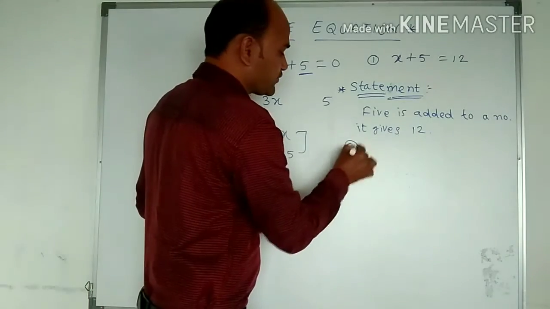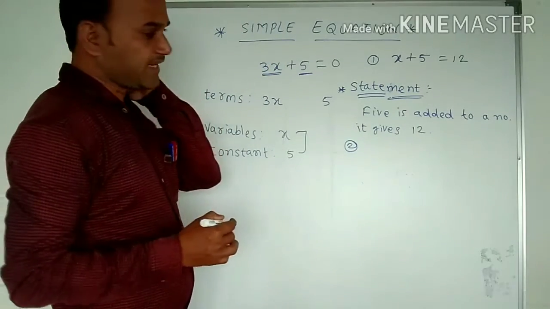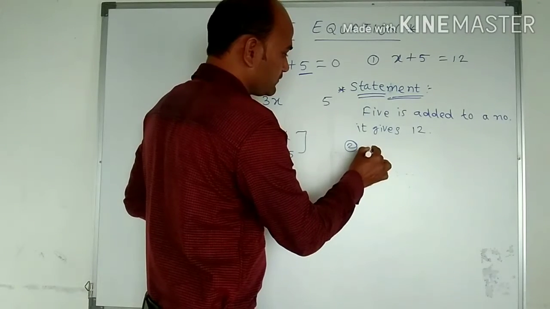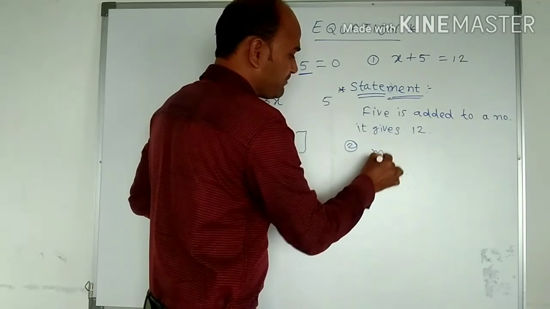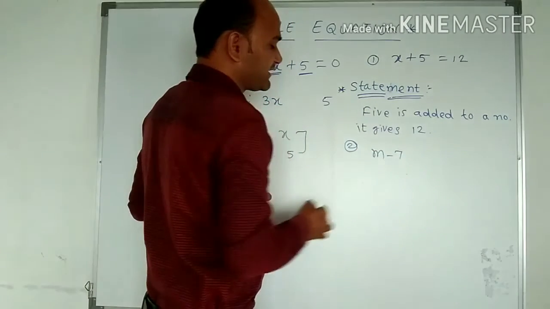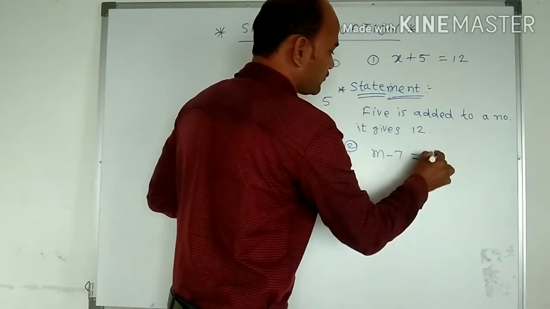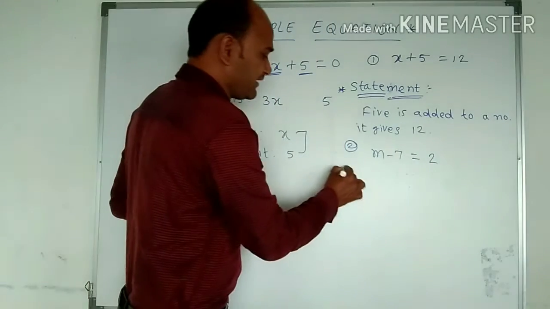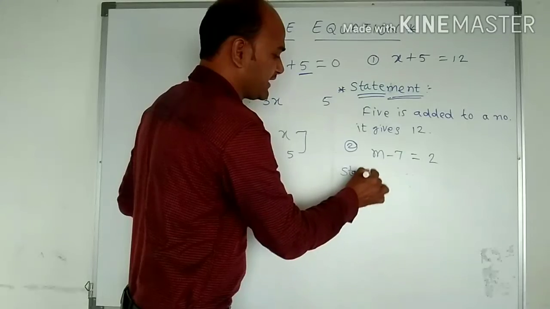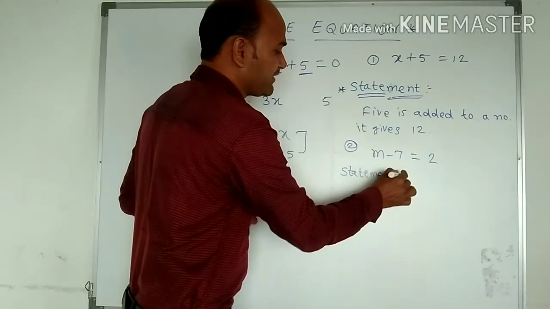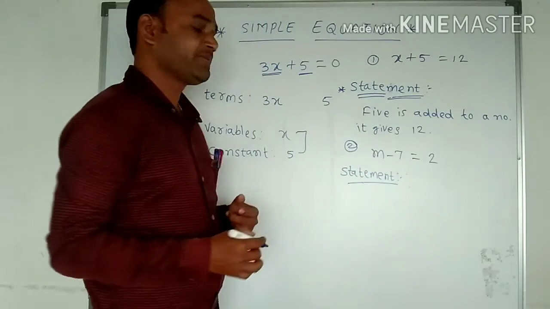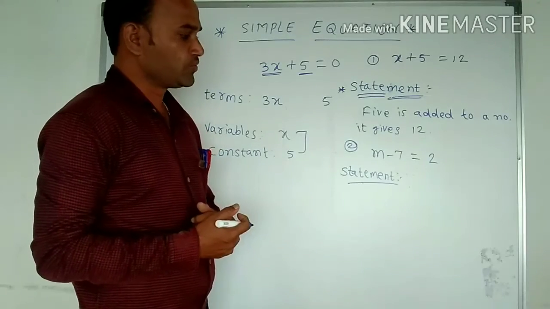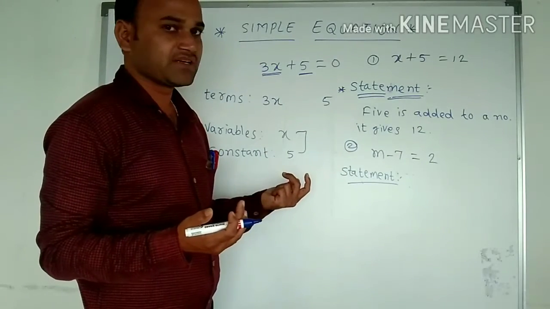Suppose we see the second equation, where m is there and 7 is subtracted from m, and we get 2 as the answer. How to write the statement here? Let us write: 7 is subtracted from a number, it gives 2. Or 7 subtracted from m.